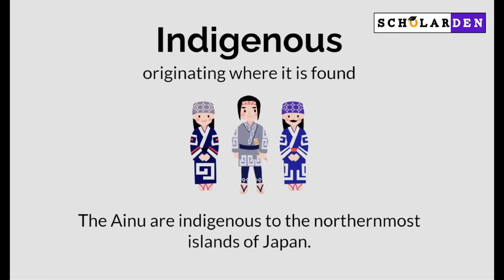Indigenous. This means originating where it is found. So it comes from the place where it now is. The Ainu are indigenous to the northernmost islands of Japan. That's where they are from. That's where they came from and live. Or, there were many indigenous people present in America when the Europeans arrived.